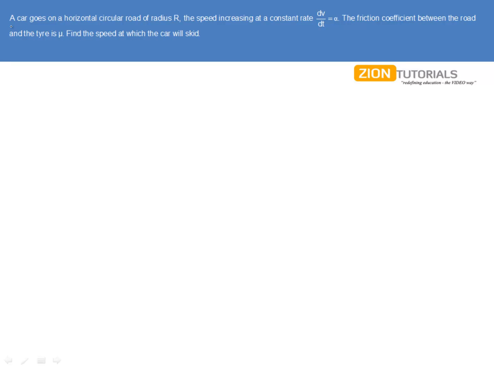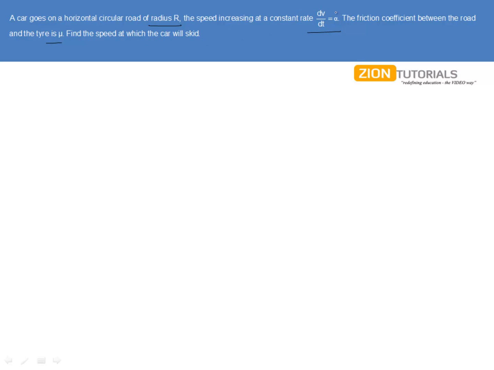As the question says, a car goes on a horizontal circular road of radius r, the speed increasing at a constant rate dv by dt equals alpha. The friction coefficient between the road and the tire is mu. Find the speed at which the car will skid.